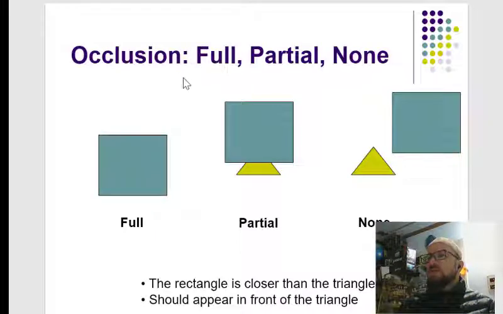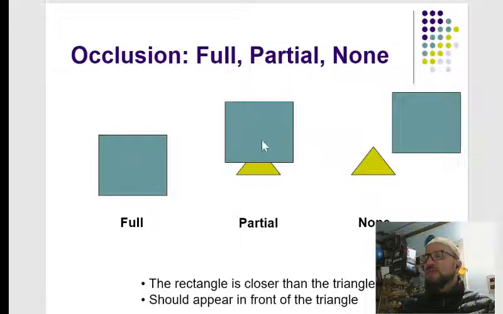Then there is occlusion also. There's a full occlusion. There is a rectangle and a triangle. The triangle is totally behind this rectangle, which is not visible. This is partial occlusion, and this is none. There is no occlusion here. There is a full occlusion. So depending on that, what you want to show and what you do not want to show is important.